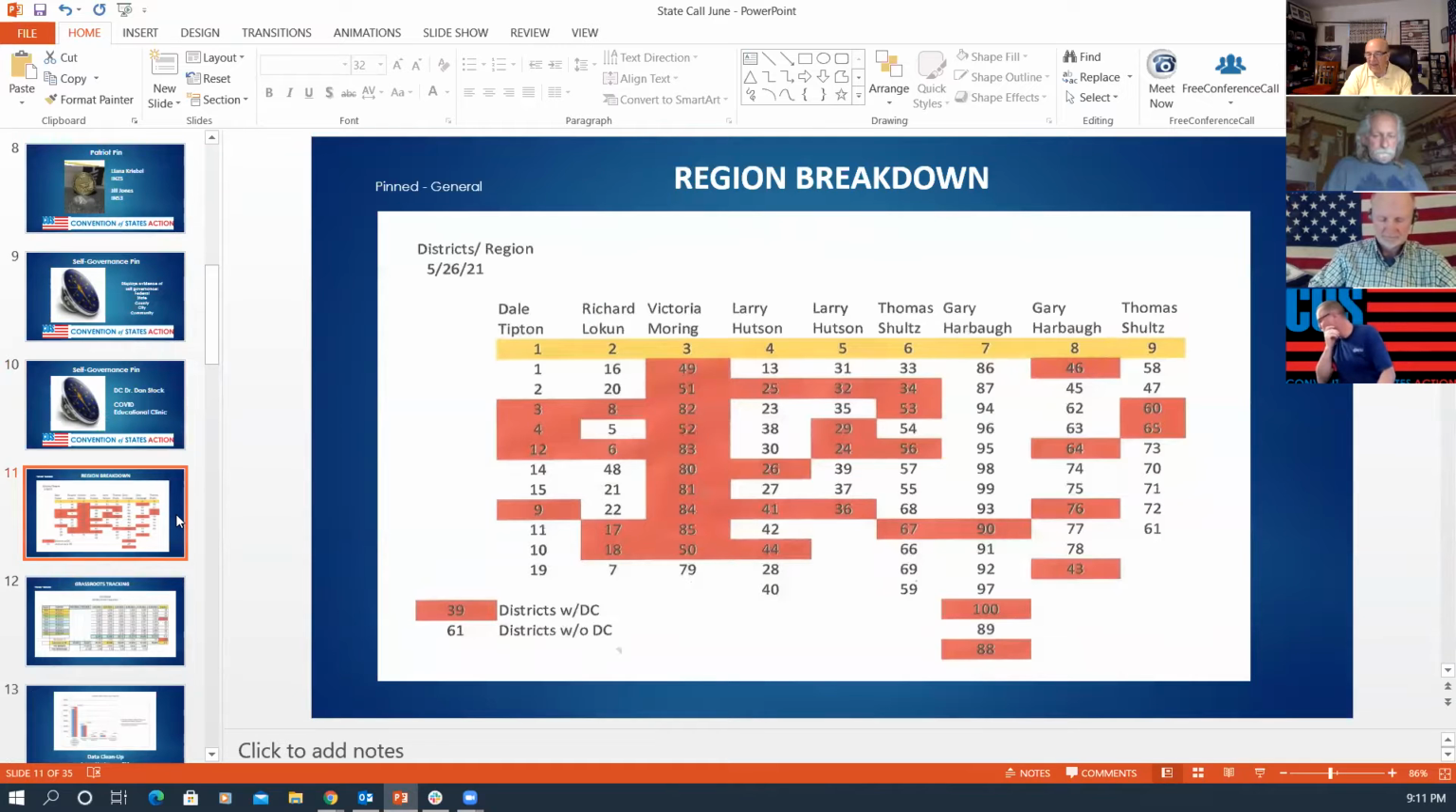Districts per region. I have not updated this yet. This is always a hard one for me because I have to figure out who's new and who's not. So I've got to work on this one tomorrow.